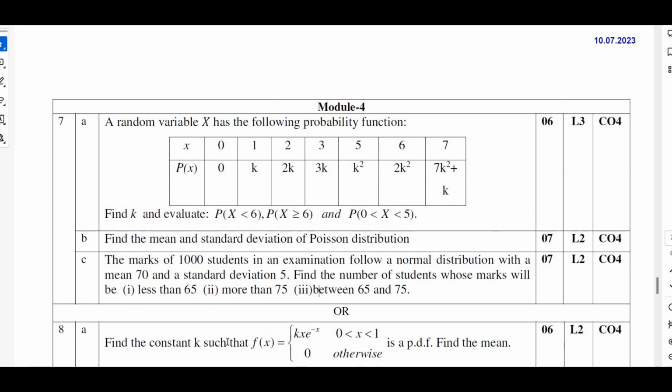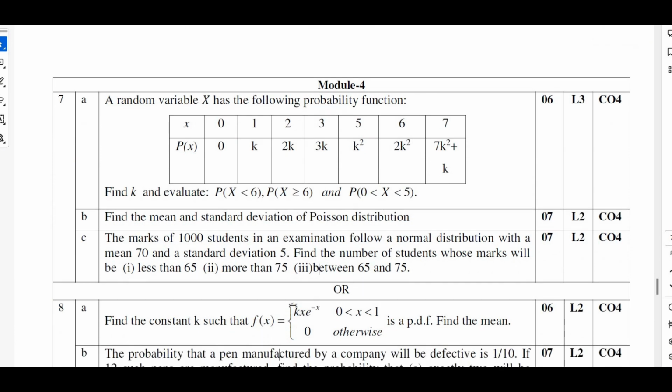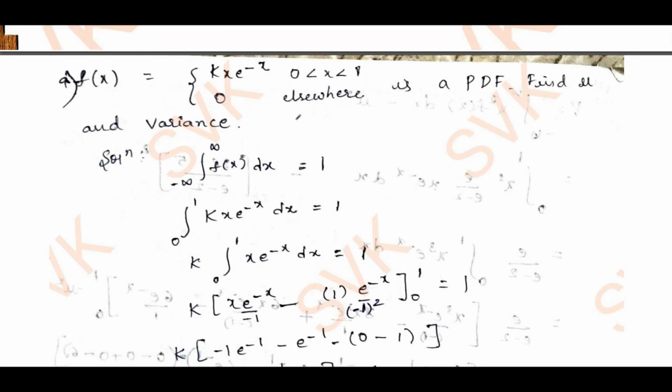Find the constant k such that f of x is equal to k x e power minus x, where x lies in 0 to 1, and 0 otherwise, is a PDF. Find the mean. We just need to find the mean and the k value. If we find the k value, then automatically we can find the mean value. So this is the problem.